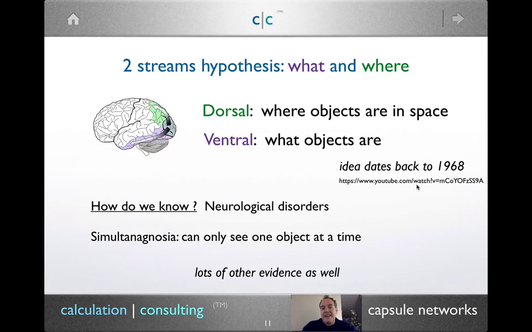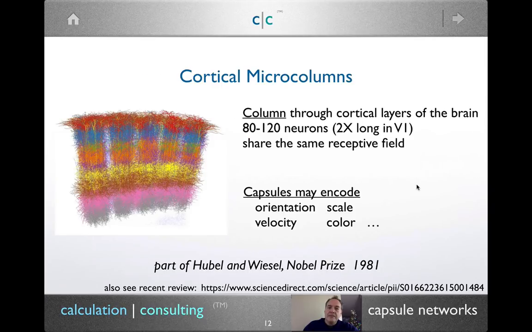It gives us an idea of why our brain has two different object processing pathways, a dorsal and a ventral system. There's lots of evidence of this as well, and Hinton has talked a lot about different kinds of things in his videos to argue for this. But we're just going to go with this, and we're going to look at where this might be implemented in the brain.